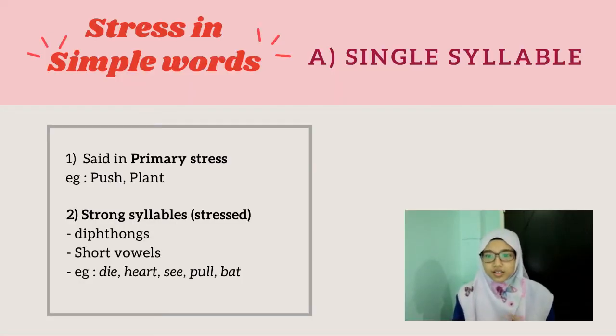Okay, stress in simple words has the most simple rules, especially in the single syllable, because they are often being pronounced in primary stress, which is the strongest type of stress. For example, the word push, plant. Okay, you can listen that I put the stress very strong and clear. Next, the words like die, heart, that obviously contain diphthongs and short vowels are often stressed because they are considered as strong syllables. Now let's go to the simple words with two syllables.